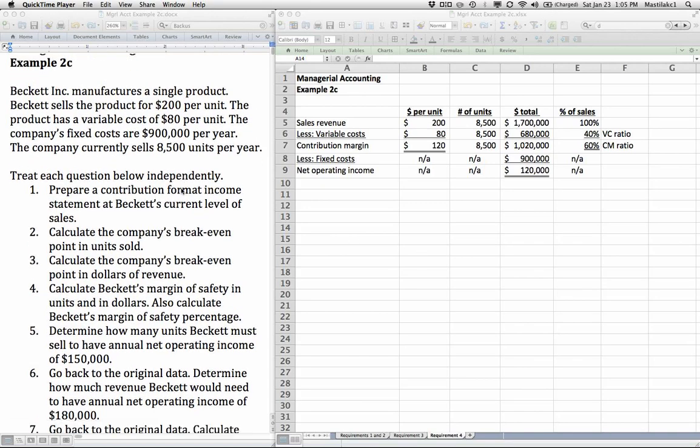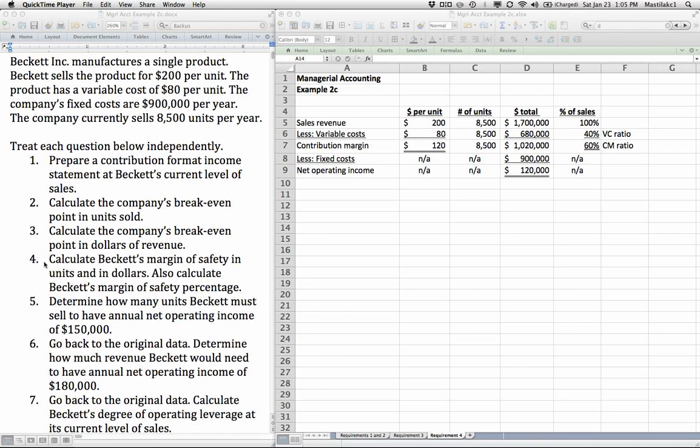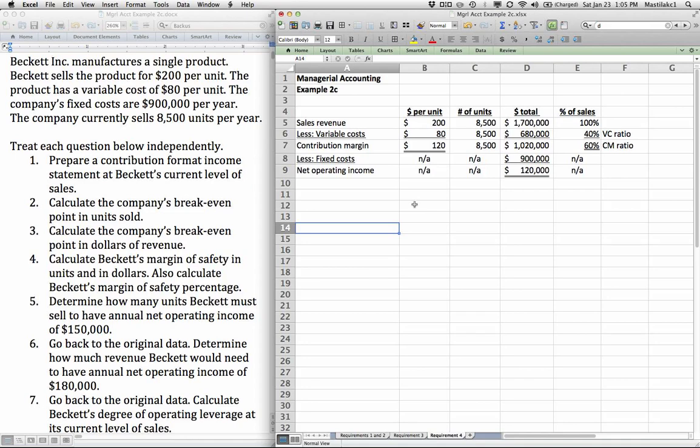Continuing example 2C. Requirement 4, calculate Beckon's margin of safety in units and in dollars. Also calculate Beckett's margin of safety percentage. So margin of safety is simply the difference between a current or a budgeted level of sales and the break-even level of sales. So it's a fairly simple concept.